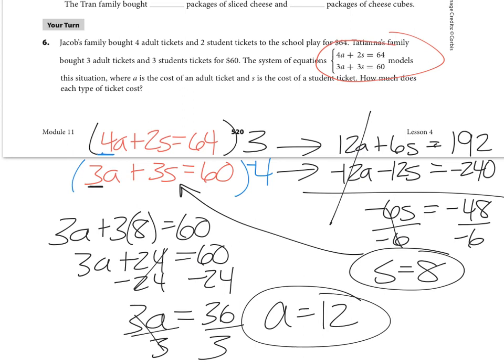Now, let's go back and read what the question asks for. It says where A is the cost of an adult ticket, S is the cost of a student ticket. How much does each cost? So an adult ticket costs you $12. A student ticket would cost you $8. Word problem, always read the context and know your answer.